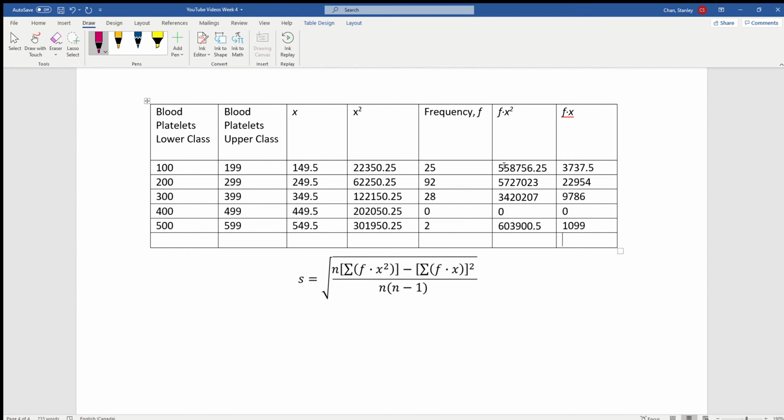So 3,737.5 plus 22,954 plus 9,786 plus 1,099 equals 37,576.5. Then we're going to add up the next column. I'm going to put in a couple commas here just so I can get the right order of magnitude.